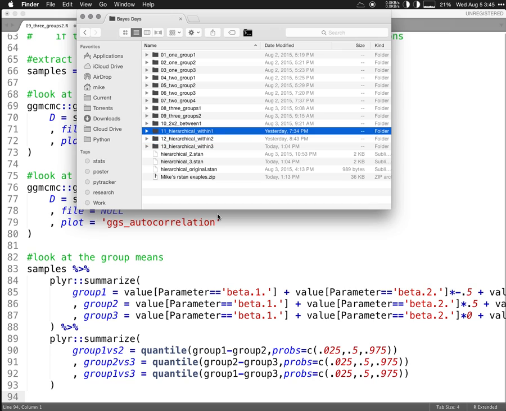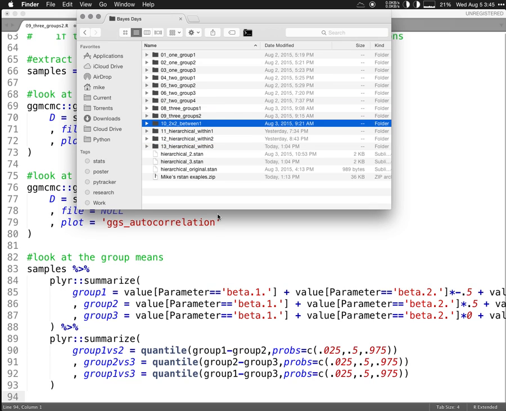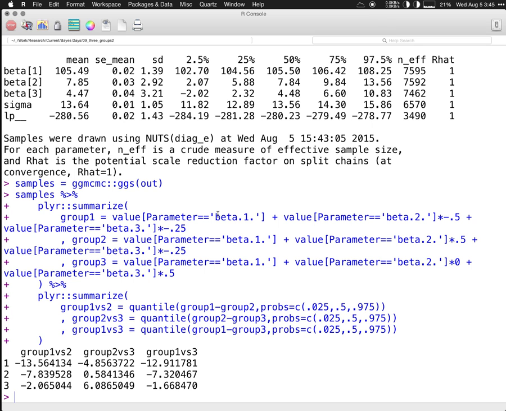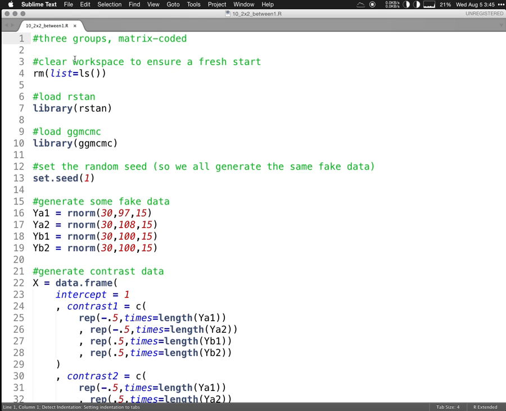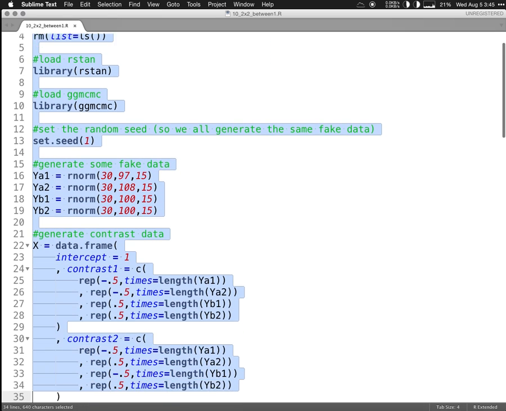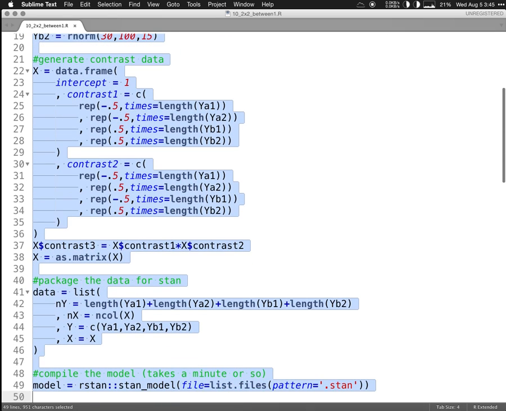I'll end with this one, which is a version where, so far, we've only been doing one-way versions. So here's an example of an interaction. I'll clear all this and actually run all this, and then I'll come back and explain it so that I have this compiling.